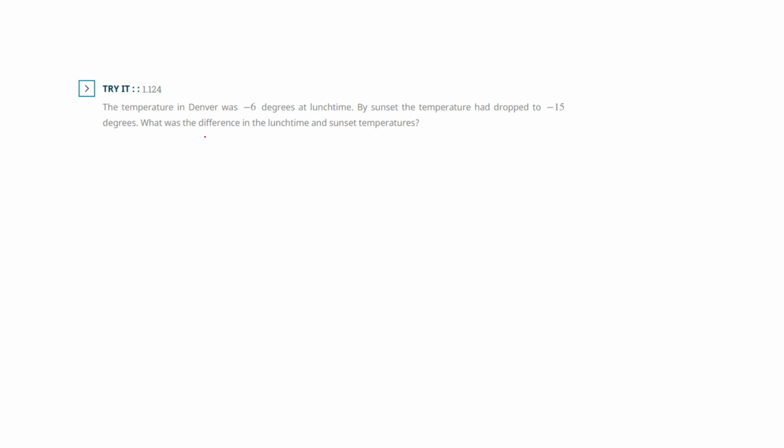Okay, difference in the two temperatures again. So the lunchtime temperature and the difference with the sunset temperature. Two minuses in a row make a positive. Okay, you owe me 6, but you paid back 15. You'd have 9 in your bank.